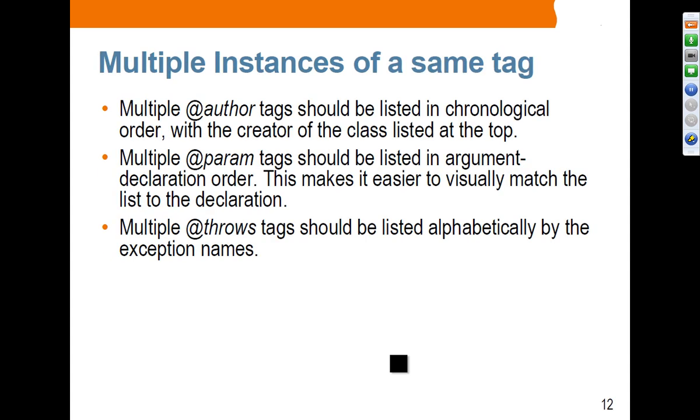You can have multiple instances of the same tag. If there are multiple authors, then you could have multiple author tags with different names. And the param, of course, if you have multiple arguments, then you should have multiple param tags. And also throws. If there are multiple exceptions being thrown, then you should use multiple throws tags.